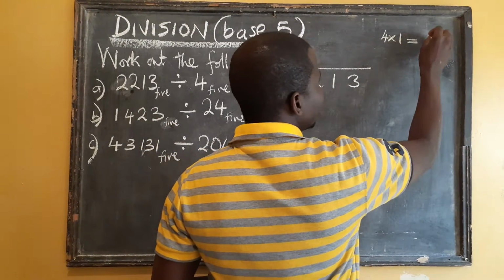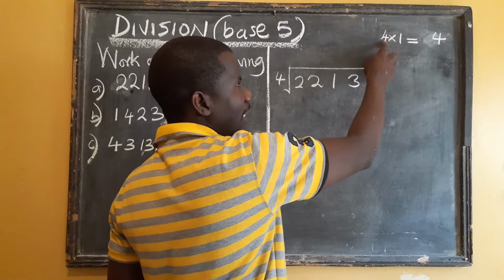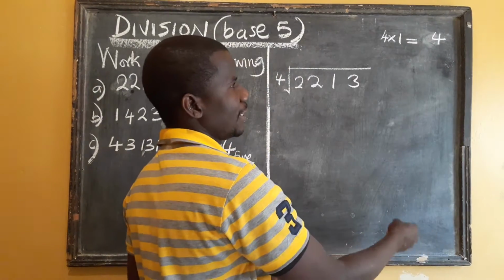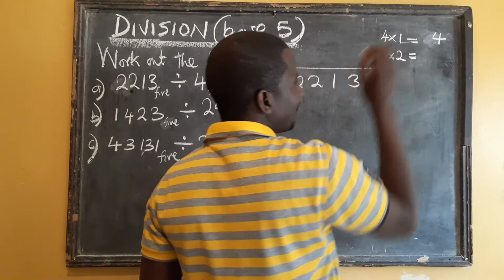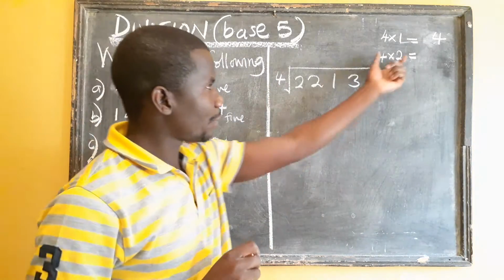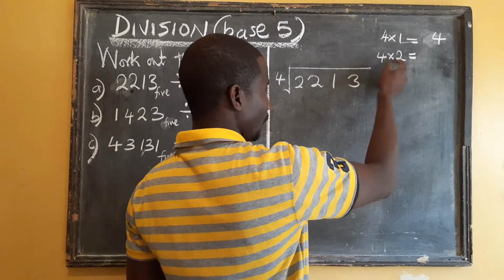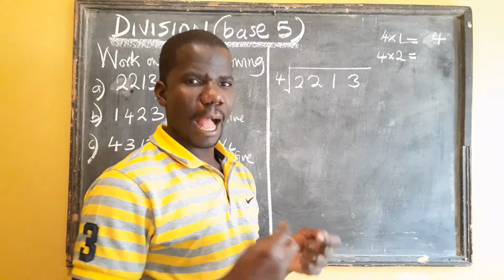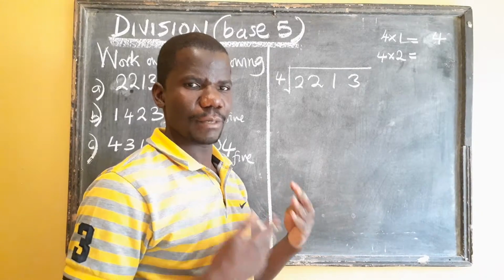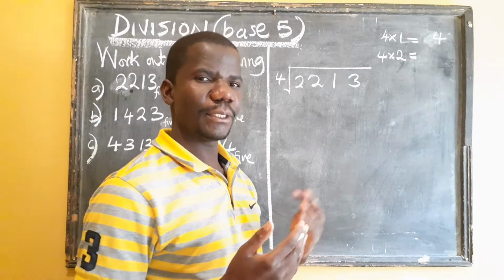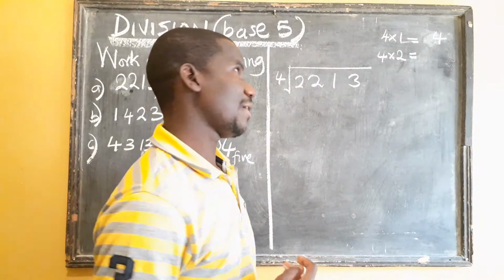You have to take note that even what we are doing here, we are multiplying in base 5. The multiplication that we are doing here is done in base 5. Take note of that. So 2 multiplied by 4, we get 8. I'm taking it that you followed the previous lesson where we were dealing with the multiplication of numbers in base 5. If you have not, please watch our video on the multiplication of numbers in base 5.